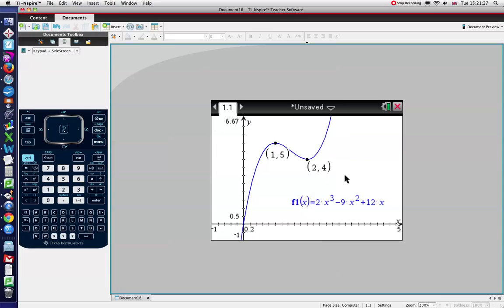So I've got my maximum and minimum, and to show my examiner how I've come up with the nature of the stationary points, I would in my exam paper just make a little sketch of what I have just done.